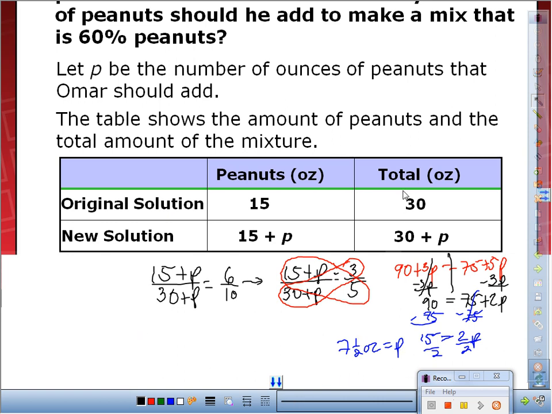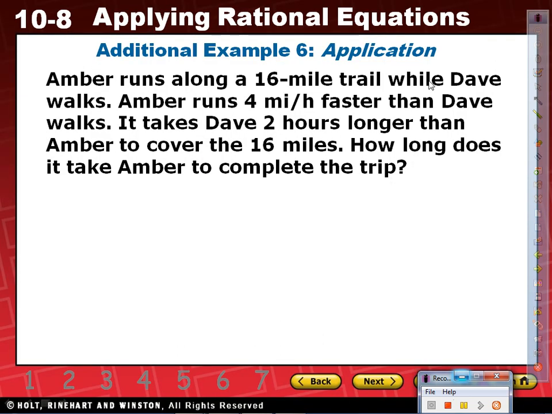So we're done with the first type of mixture problem. Now let's go to the next one. Copy this next one down, please. Example 6 says, Amber runs a 16-mile trail while Dave walks. Amber runs 4 miles faster than Dave. It takes Dave 2 hours longer than Amber to cover the 16 miles. How long does it take Amber to complete the trip? Copy that, please.